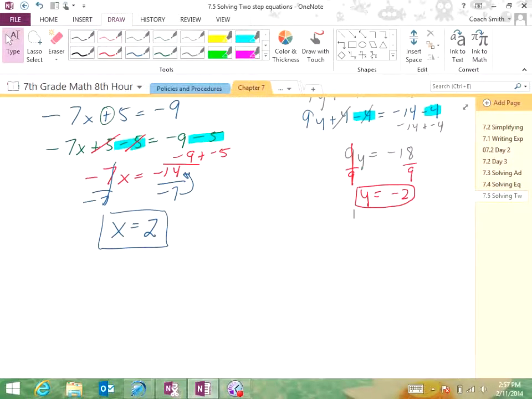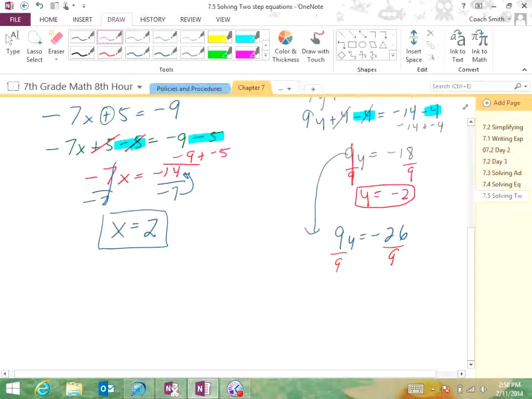And even if you had, and I understand why people would freak out, but let's say we got down to this step here, and it was 9y is equal to negative 26. At this point, you're like, oh no, I've done something wrong. No, you still do the same thing. It's still divide by 9. Now it's just a fraction: 2 and 8/9.